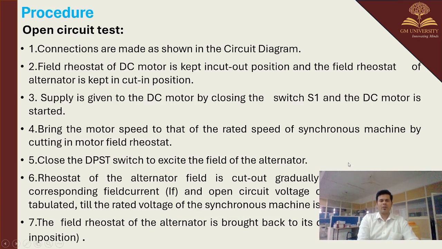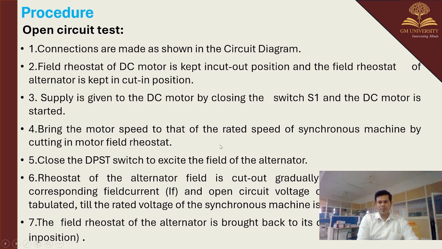Now the procedure. We have to conduct the open circuit test. The connections are made according to the given circuit diagram. The field resistor of the DC motor is kept in the cut-out position initially, and the field resistor of the alternator should be in the cut-out position. Next, the supply is given to the DC motor by closing the switch. The DC motor is started.